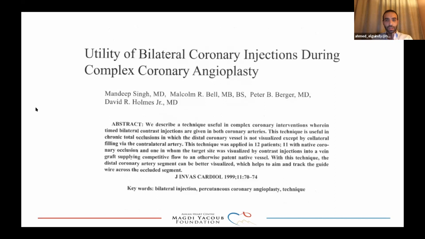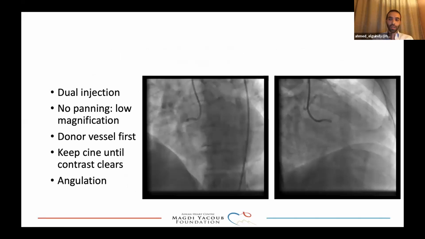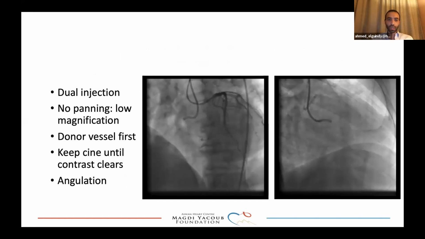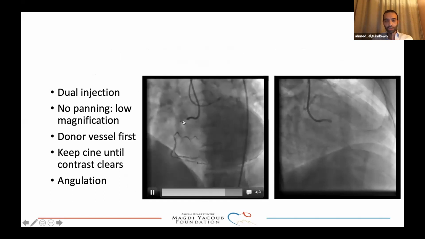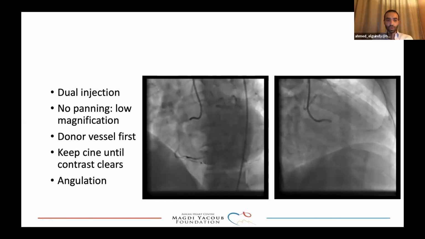And this was, again, while not focused on CTO PCI as such, but it was focusing on the utility of bilateral injections to understand anatomy during complex coronary angiography. And we just discern a number of key points with dual injections. We start with the donor vessel first. We don't do any magnification because you don't want to lose temporal resolution when you do a lot of panning. So the key is no magnification, no panning, and we inject starting with the donor vessel.